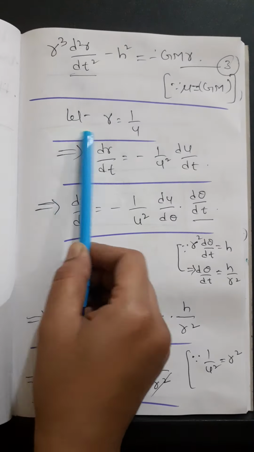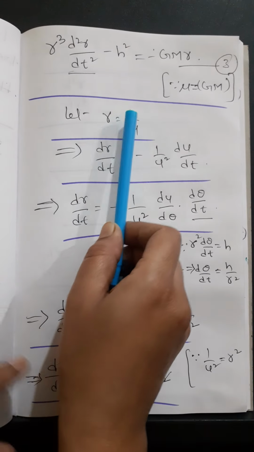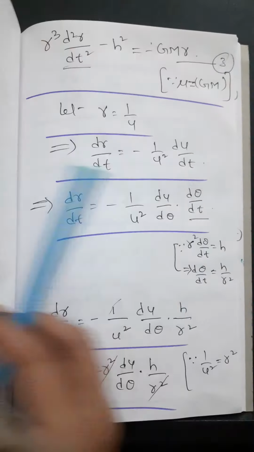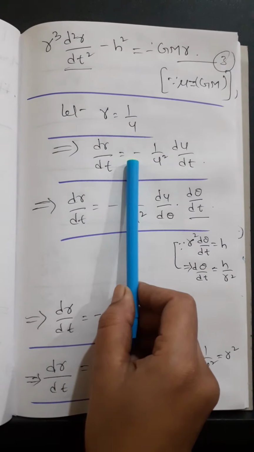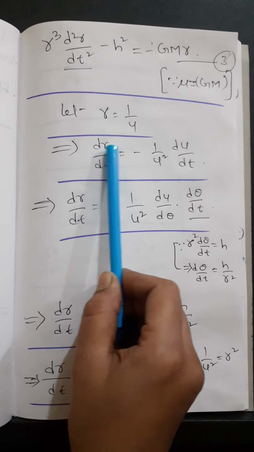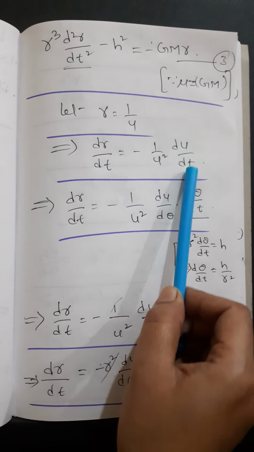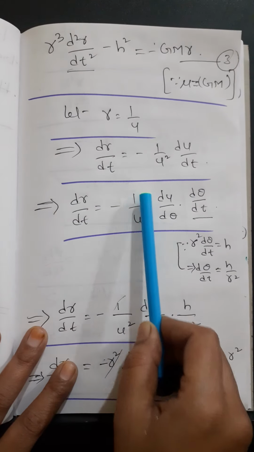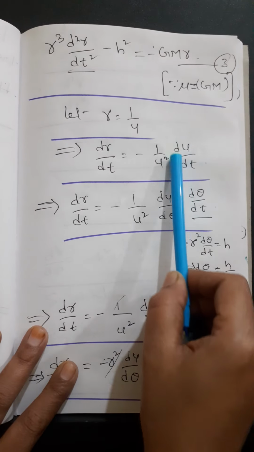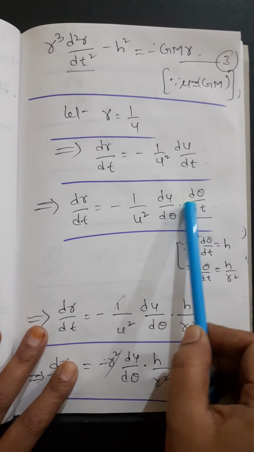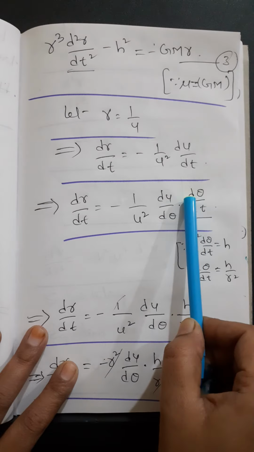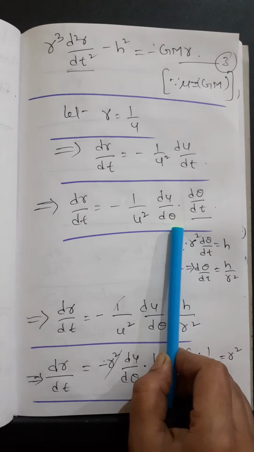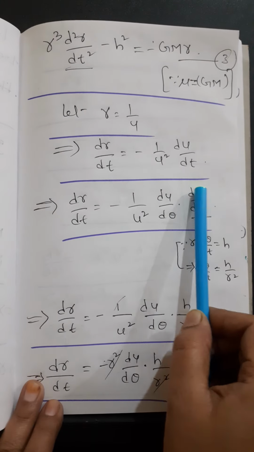So let us suppose this r. We already know that r is equal to 1 by u according to this radial acceleration equation. Differentiating this equation, dr by dt is equal to minus 1 by u square du by dt. Then dr by dt can be written as 1 by u square du by d theta dot d theta by dt. Then d theta gets cancelled and we get the same value. Like that, only for our easy simplification we are writing du by d theta dot d theta by dt.